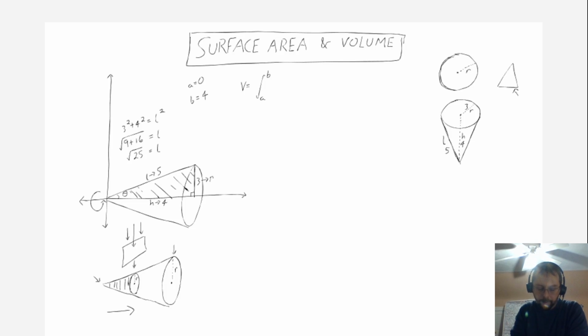Then what else are we going to need? We're going to need the integral from a to b of the area with respect to x, dx. The dx is because we moved along the x-axis, and the area we're going to need in terms of x. So what is the area of our slice? As I said, our slices are circles. Area of a circle, we can do that here. Area equals pi r squared.